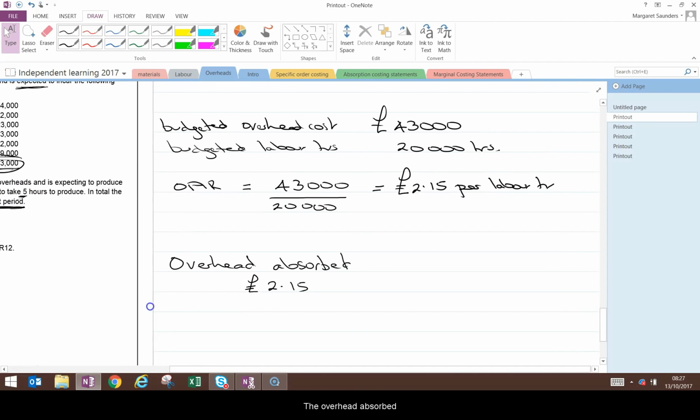So the overhead absorbed, £2.15 times 5 gives us £10.75.